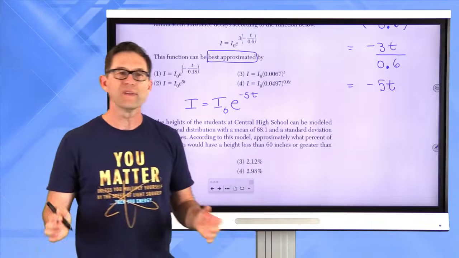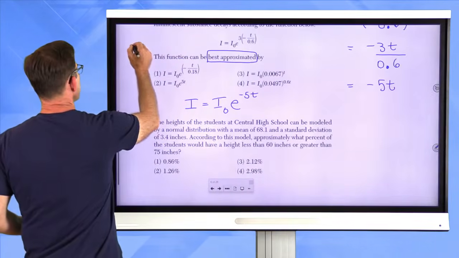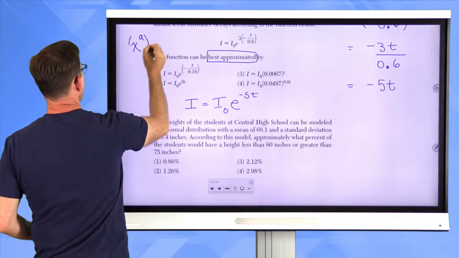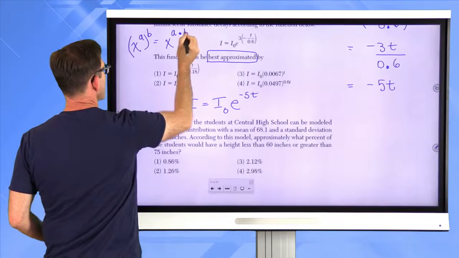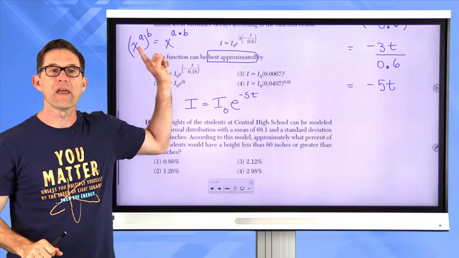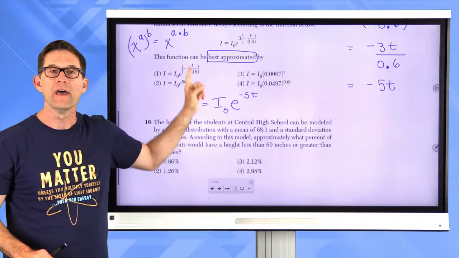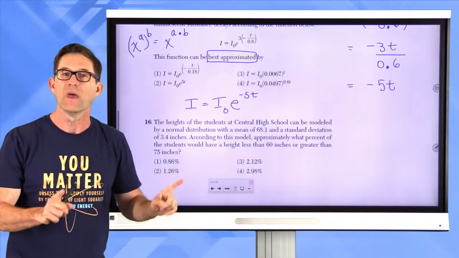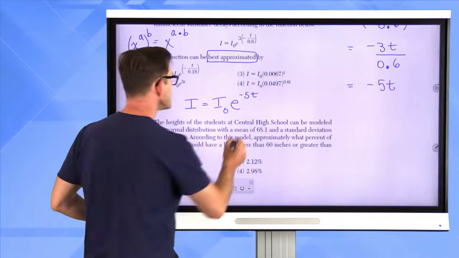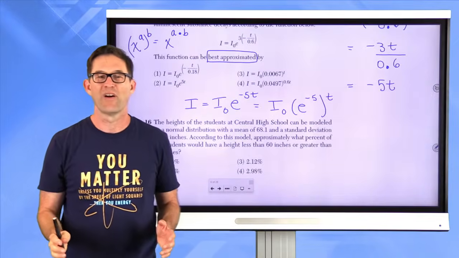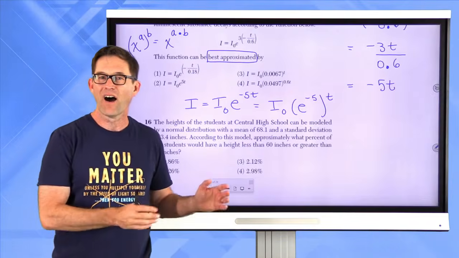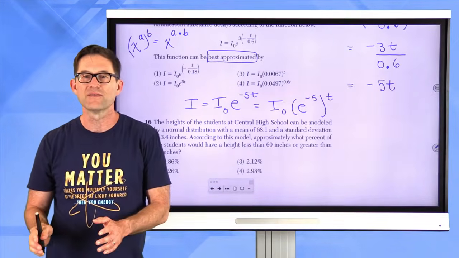Now remember, we've got this exponent property that says when I have something raised to an exponent raised to another exponent, I can multiply those exponents together. Okay, x to the a raised to the b is x to the a times b. But here, I'm going to unmultiply them. In other words, I'm going to rewrite this as I sub 0 times e to the negative 5, all raised to the t. I'm unmultiplying the negative 5t. I sub 0, e to the negative 5 to the t.